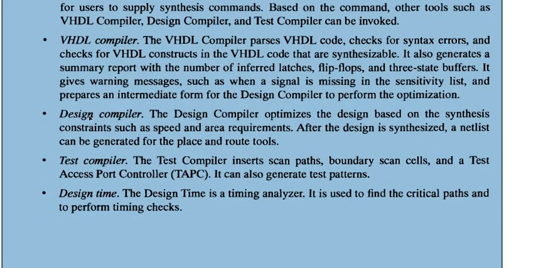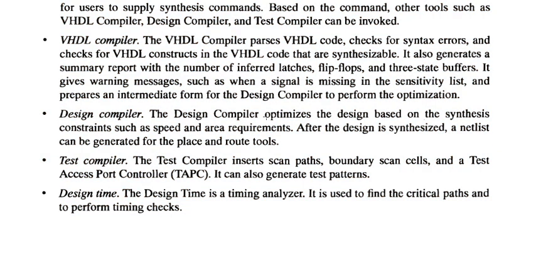Next is the design compiler. The design compiler optimizes the synthesis constraints like speed and area. So you can specify speed and area constraints, and it optimizes accordingly. Then the netlist will be created, and this netlist is used for place and route.